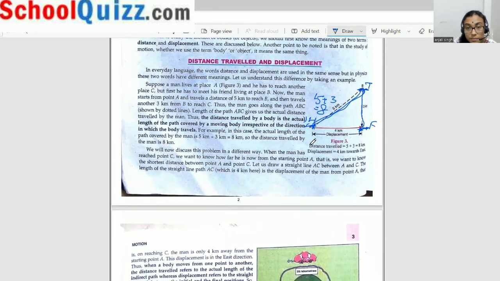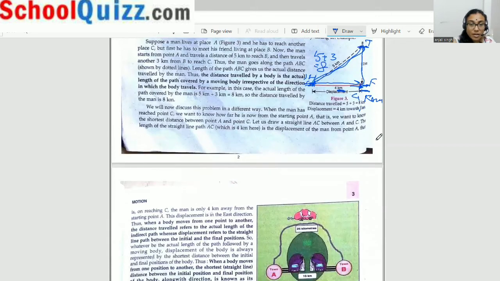Let's suppose there is very little time and the boy has to reach from his home to the friend's home. So directly he'll go to his friend's home. That time, how much distance did he cover? That will be 4 kilometers. That will be the displacement, meaning the shortest distance covered by an object. So this 4 kilometers is the shortest distance covered by an object.